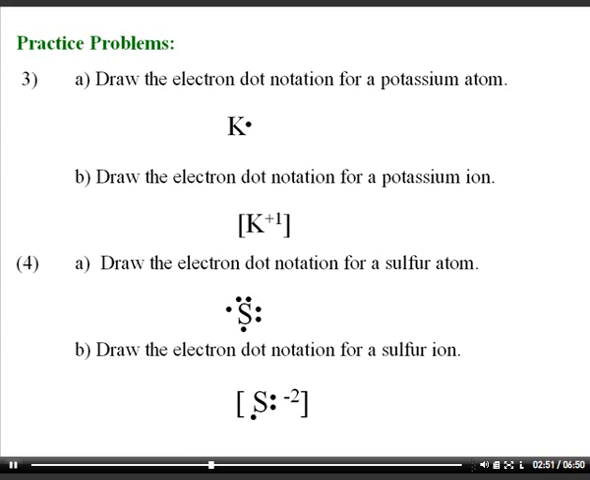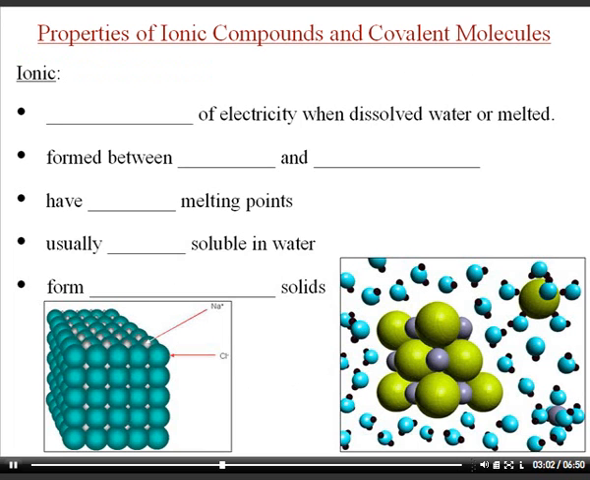And because this is a dot notation, we put the valence electrons around it, and it should always have 8. So in this chapter, the metal is always empty and it has a positive charge, and the nonmetal is always full with 8 dots, and it has a negative charge. On the next page we go over the difference between ionic compound properties and covalent bonded atoms, and they're called molecules, and their properties.